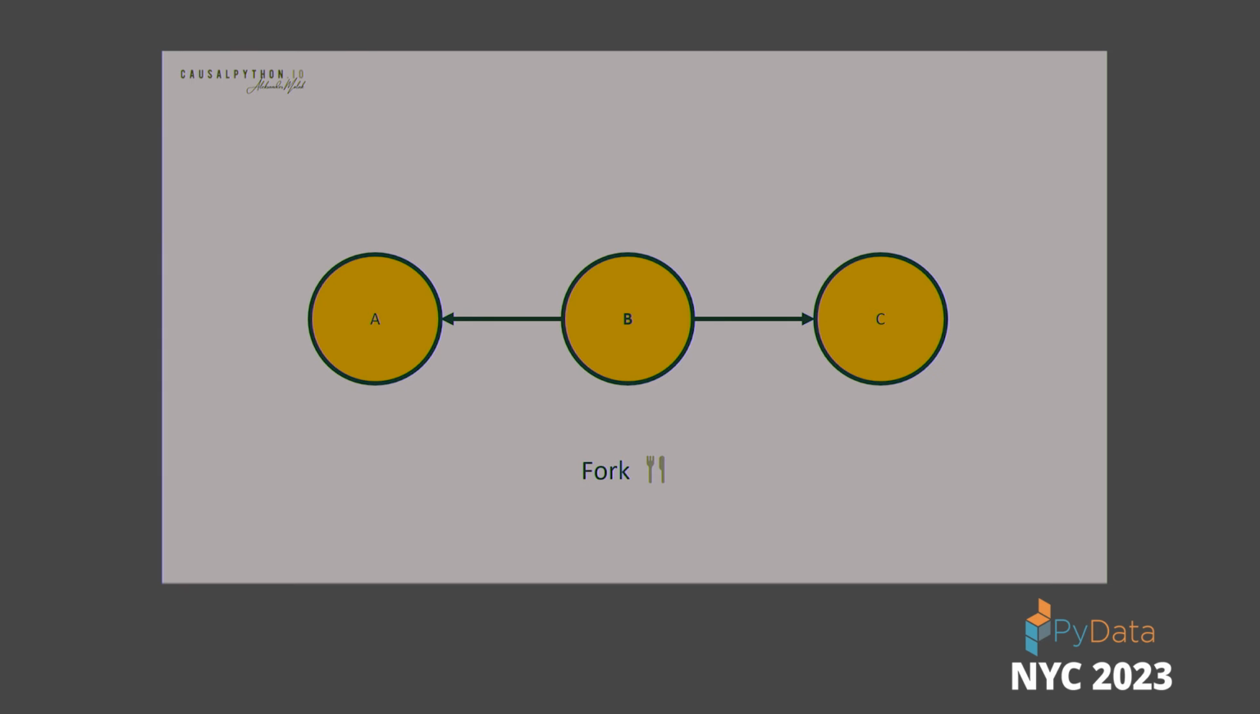So if we exclude this, or we partial it out, for instance, in the regression framework, there will be no common variability left in A and C.